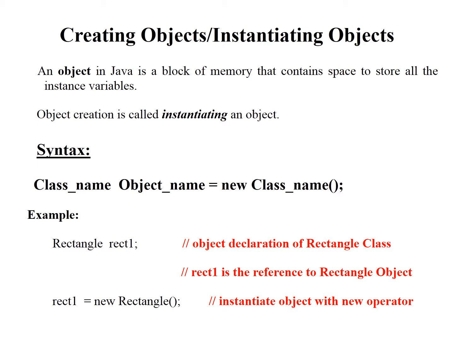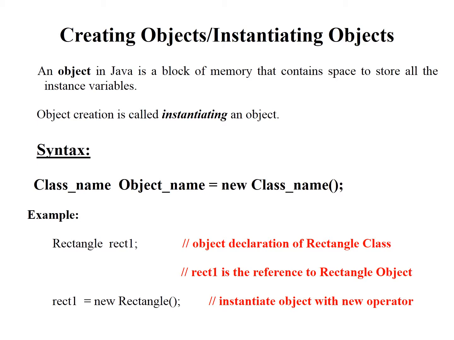Next is creating objects, or instantiating objects. An object in Java is a block of memory that contains space to store all the instance variables. We know an object is a part of the class, and the variables and methods that we declare inside the class are also part of the objects. The process of object creation is known as instantiating an object or creating an object.